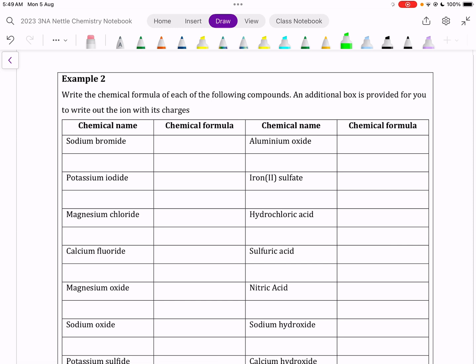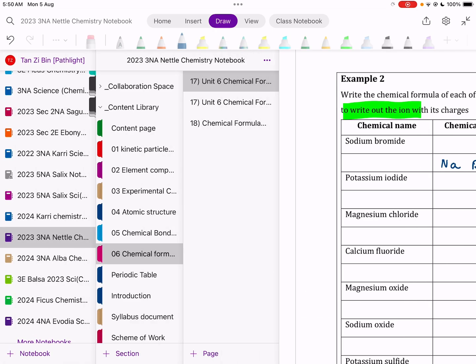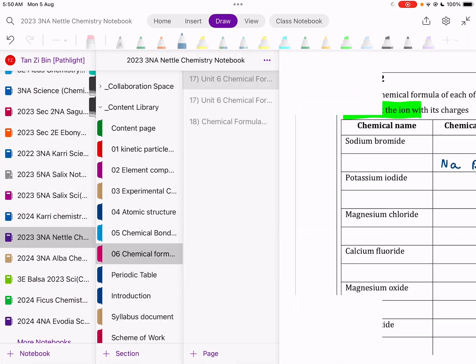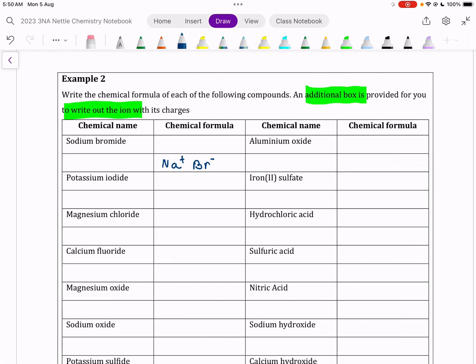Now let's practice. Write the chemical formula of each compound. An additional box is provided for you to write out the ions first. Let's have a look. The first one is sodium bromide, sodium and then Br. You go and check the charges. Sodium is +1. Bromide is under this group, so it's -1. So this one is +1 -1. In this case you do 1 to 1, because it's the same charge.